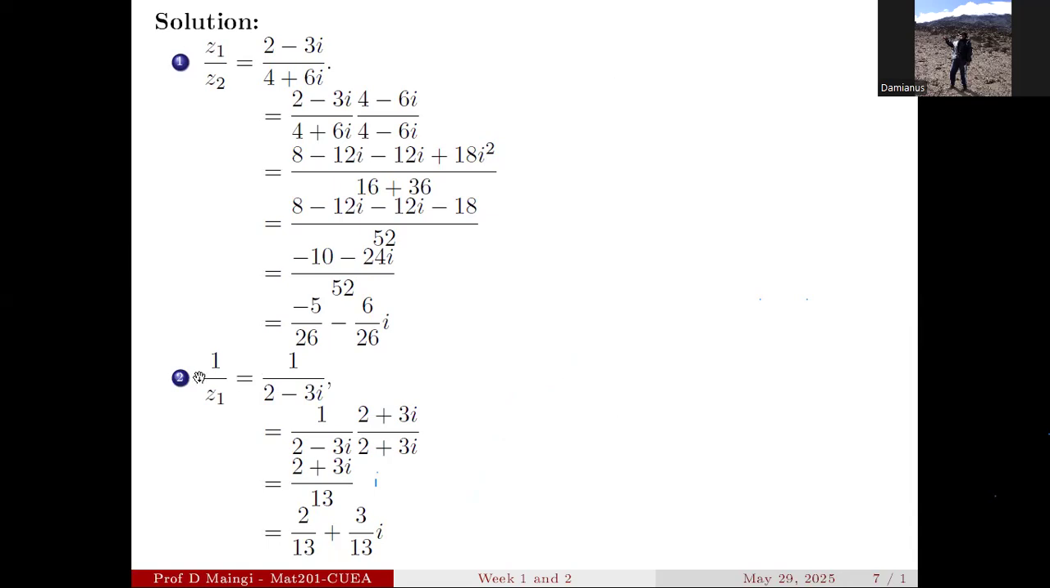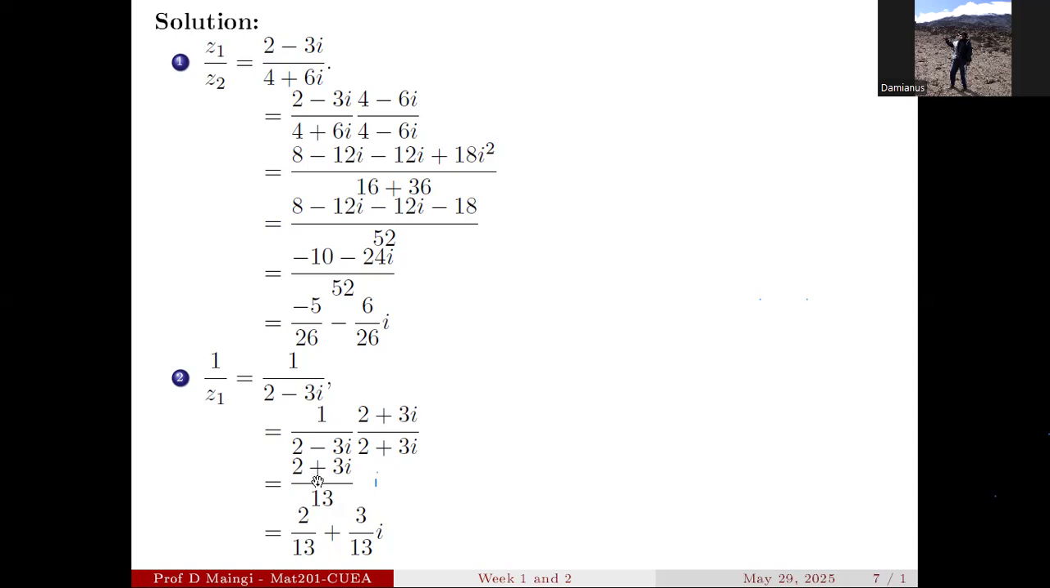Now, last one is the divide 1, which is a complex number, by z1. So it will be 1 over 2 minus 3i, which you repeat the process again. This will be 1 over 2 minus 3i times the complex conjugate of 2 minus 3i. The complex conjugate of 2 minus 3i is 2 plus 3i. So you will have 1 divided by 2 minus 3i, times 2 plus 3i divided by 2 plus 3i.